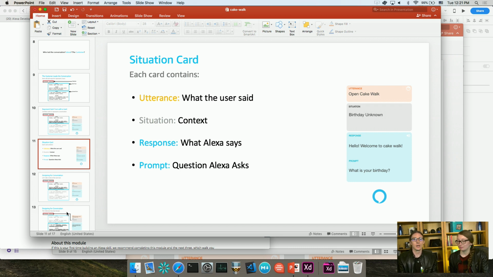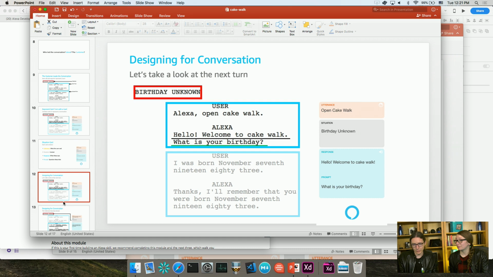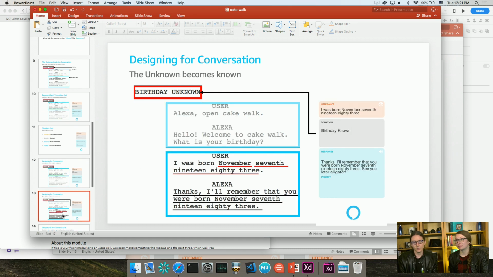So as part of the utterance, you can slot them out, and actually we can point those out here. In this particular example, we've underlined them. You can see here when the user says, I was born November 7th, 1983, we've got the red underlines under November 7th and 1983 to denote those are the slots that we're going to capture. Those are the things that we need. And so you don't get all of that information.